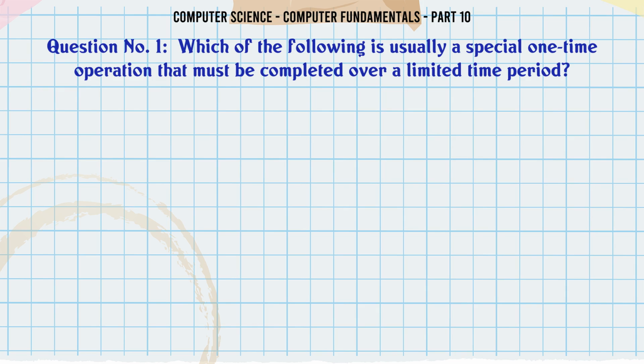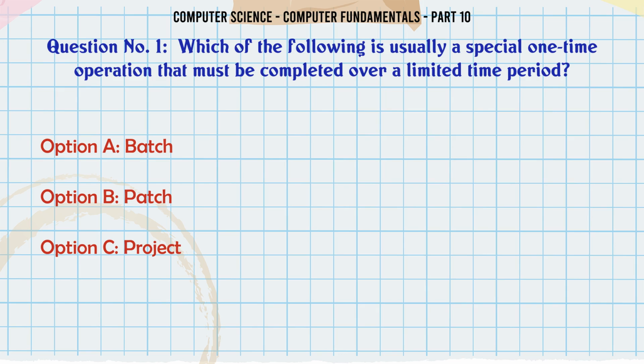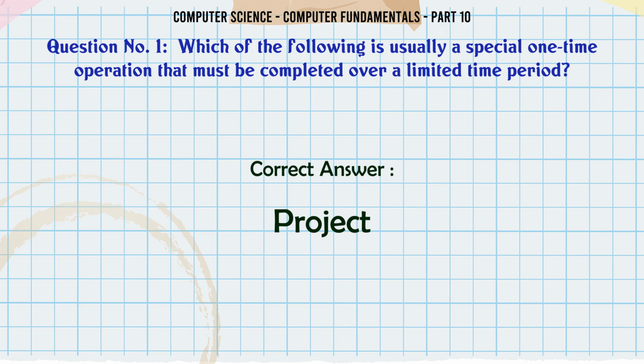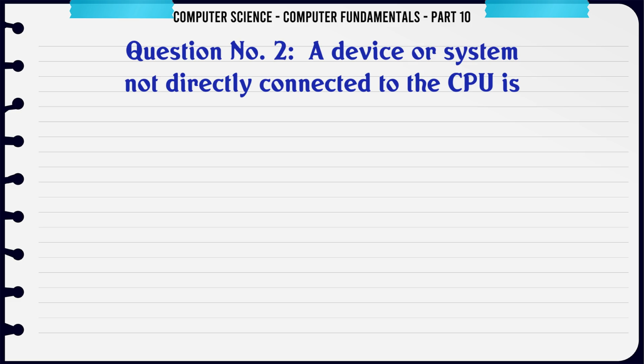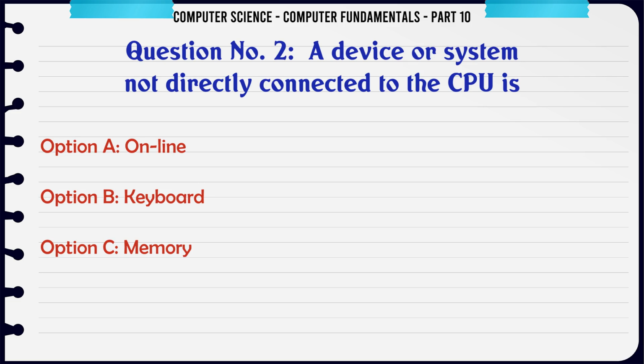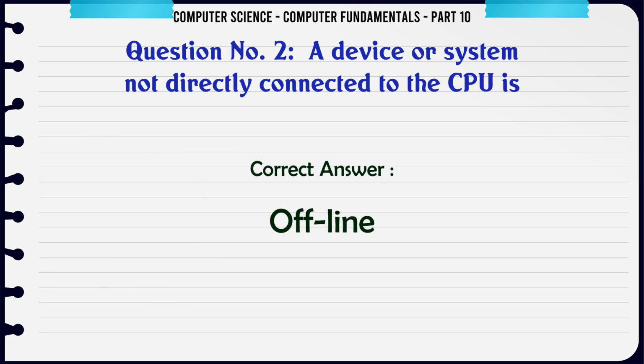Which of the following is usually a special one-time operation that must be completed over a limited time period? A. Batch. B. Patch. C. Project. D. Word. The correct answer is project. A device or system not directly connected to the CPU is A. Online. B. Keyboard. C. Memory. D. Offline. The correct answer is offline.